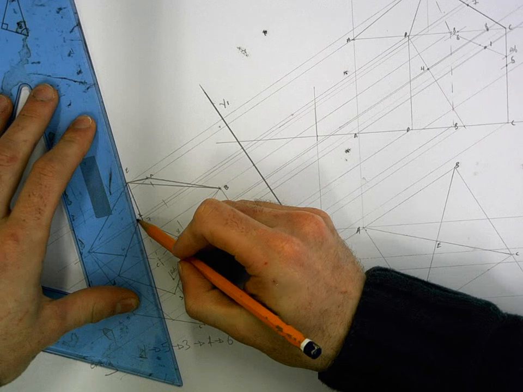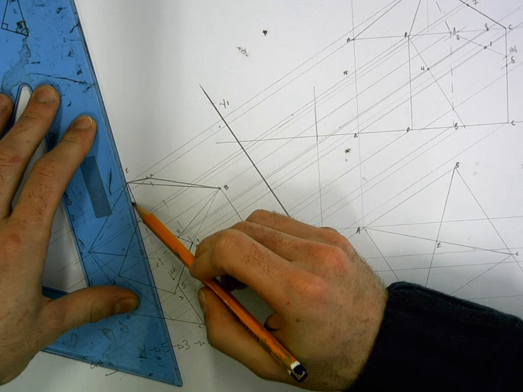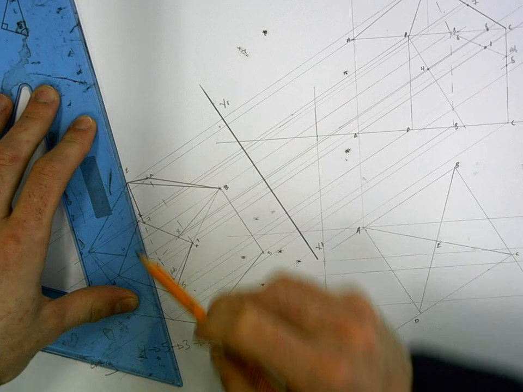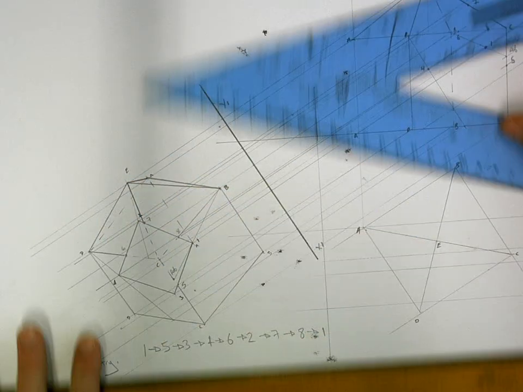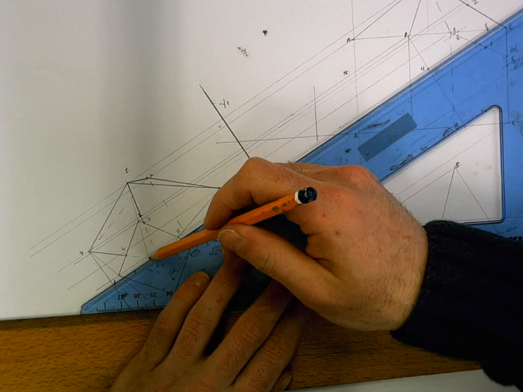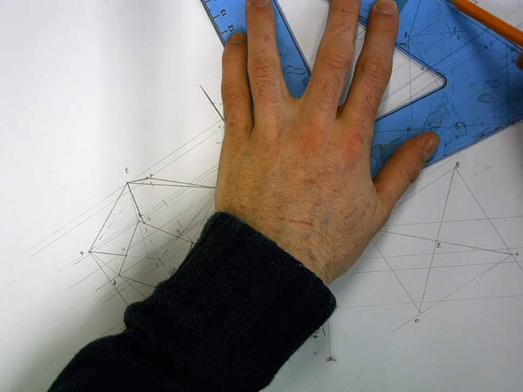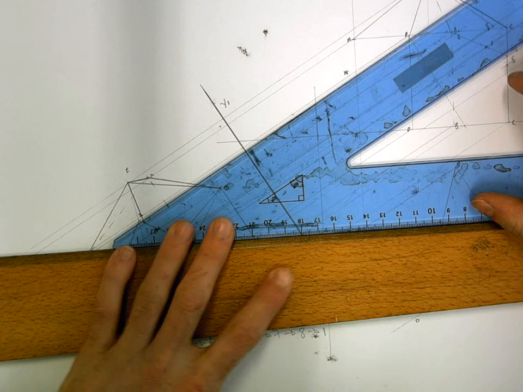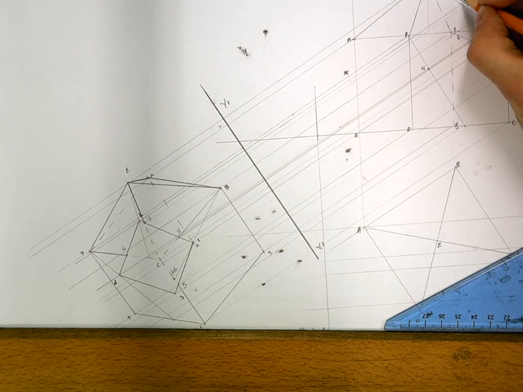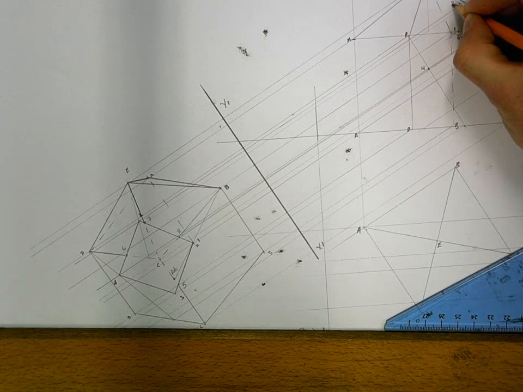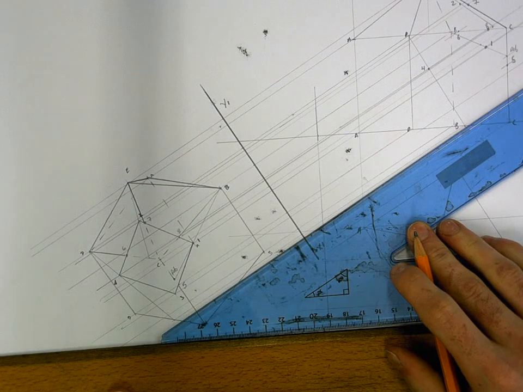This one here is on the roof, so I'll join from E down through corner 2 until it hits the other end of that surface. Join it back to E, and then see where corner 2 crosses over that reference. Okay, that's all of them done.